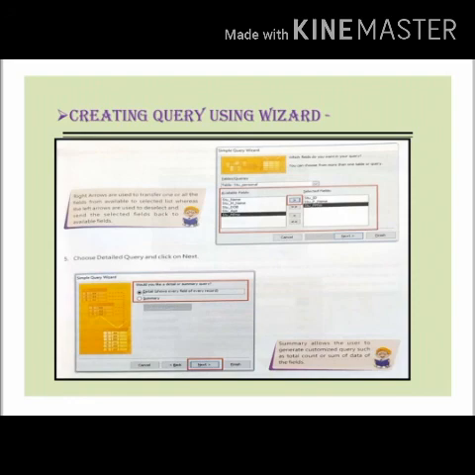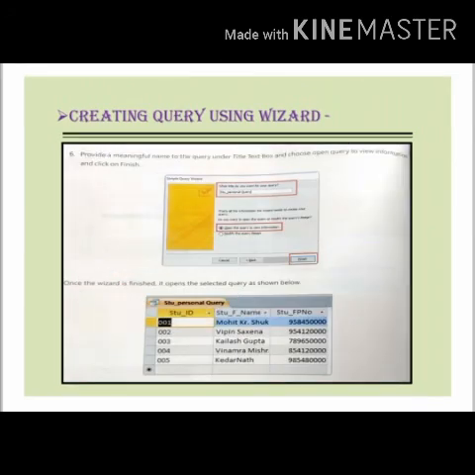Summary basically allows the user to generate a customized query such as total count or sum of data of a field, but here we are going to choose the detailed query. Now the last step is to provide a meaningful name to the query under the title text box, choose open query to view information, and then click on finish, as shown in the diagram. Once the wizard is finished, it opens the selected query as shown below. The diagram will show exactly the same kind of output.